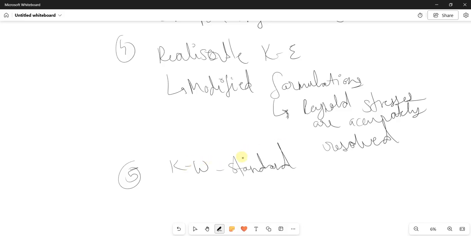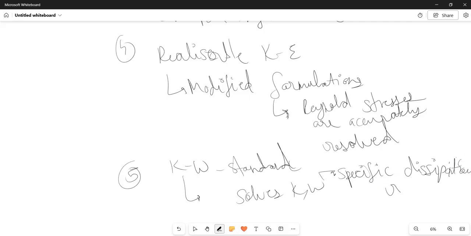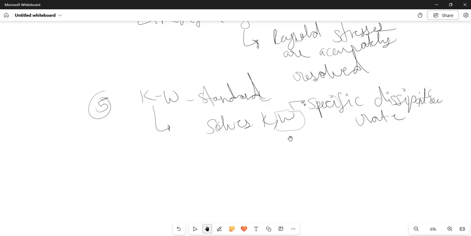Now coming back to the next one, it's your K omega, and we'll go on to standard. One of the most important models in turbulent flow. Here again, it solves K and omega. K, I told you what it is: turbulent kinetic energy. Now omega is the specific dissipation rate, right? This is another term closely related to epsilon, but there are differences between epsilon and omega.